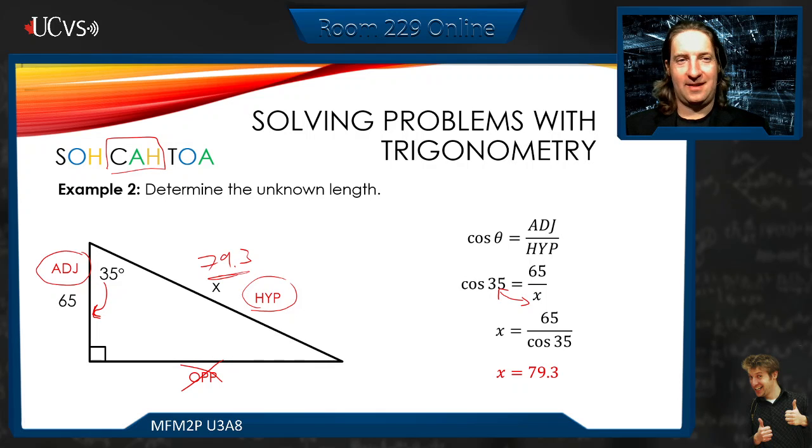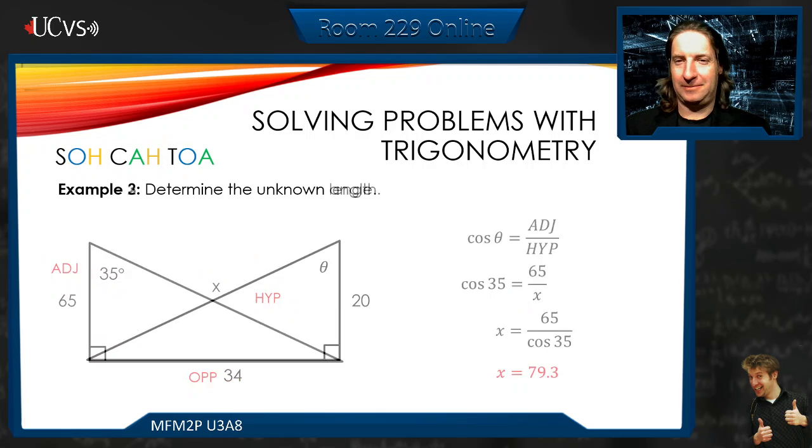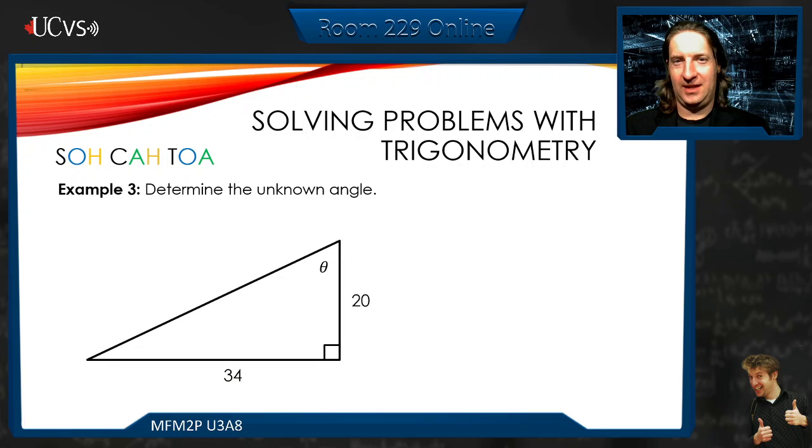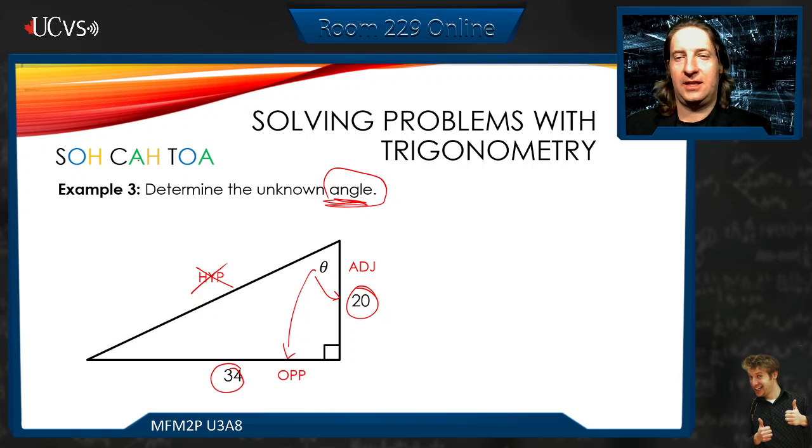Okay. All right. One more that's slightly different. You'll see why. Determine the unknown angle. Previously, we've been looking at unknown lengths, but now we're going to actually find an angle using trig. So again, we're going to do our labeling. We have opposite and adjacent. I know an adjacent side and an opposite side. So hypotenuse doesn't matter. And the only one that doesn't have an H in it is TOA.